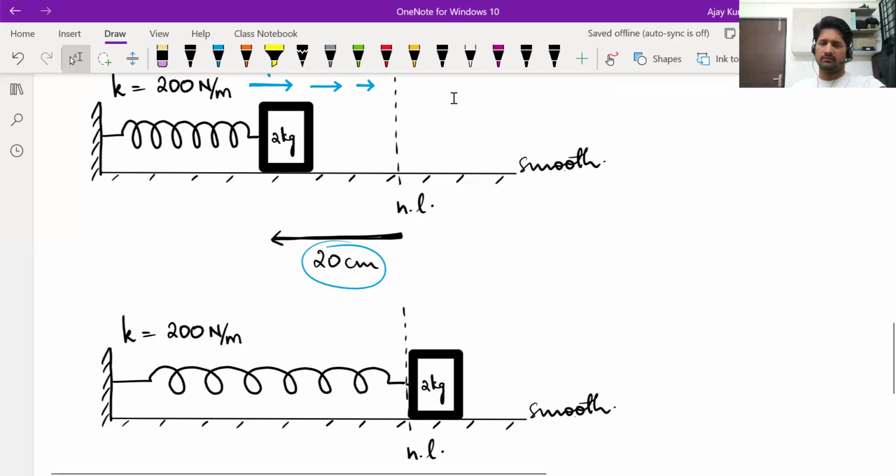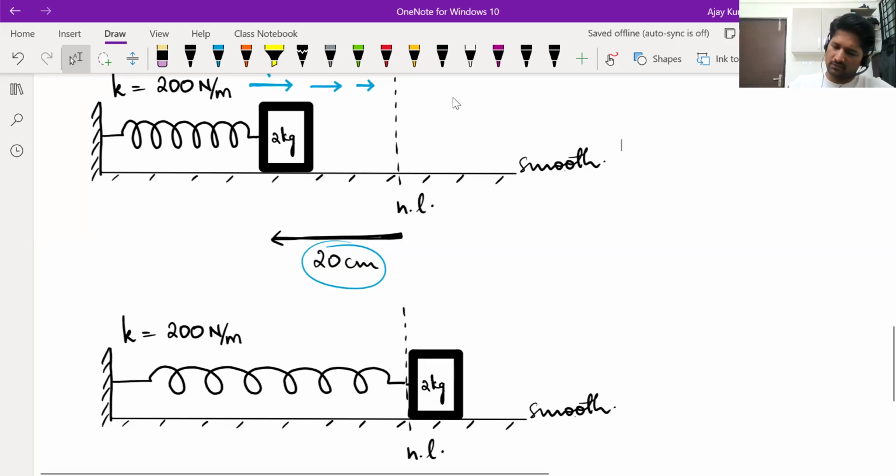Rishi, what do you think will happen? After coming to the natural length, do you think the block will stop or will it move further? Sir, I think it'll remain at the same position because there's no force acting on it. Since you said the natural length spring is relaxed, the spring is not exerting any force.